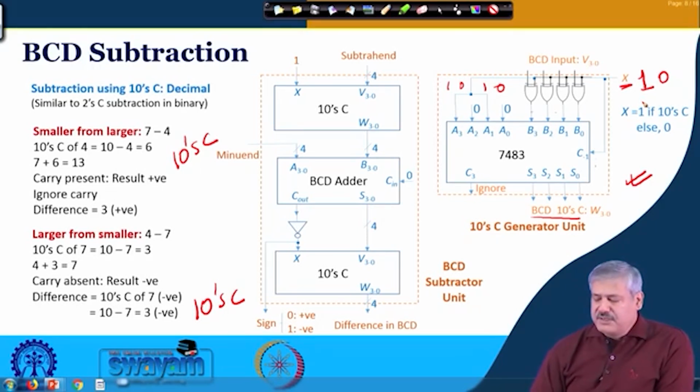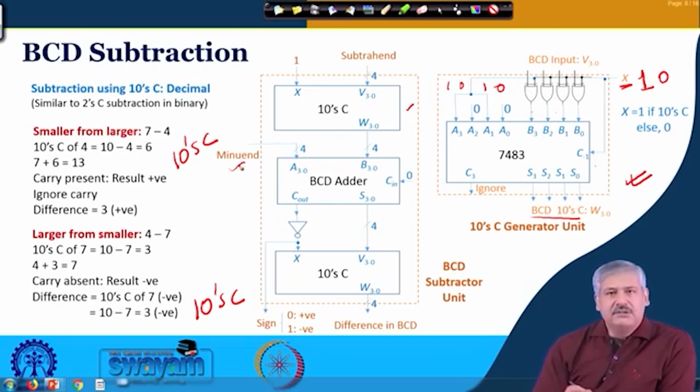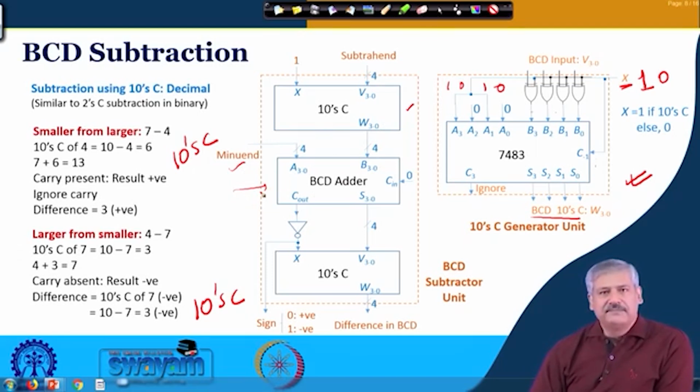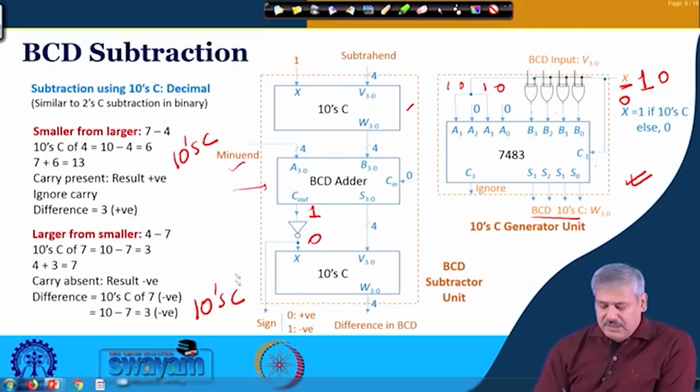Now, during the subtraction, how does it work? The subtrahend is put here, and the minuend, the number from which it is subtracted, is put here. We are doing BCD addition. BCD addition we have already seen before. If BCD addition generates carry, then the result is positive and we do not need to do anything; we just take the result as it is. So if it generates carry, this output will be 0, which means here this is 0. Basically you are not doing anything, the number is getting passed here, and here the sign you can see to be positive.